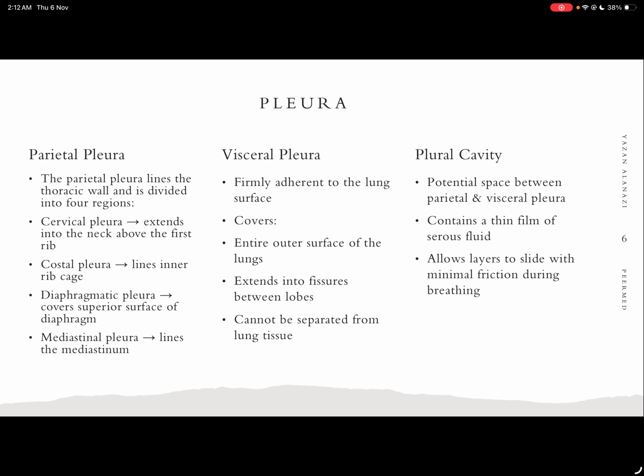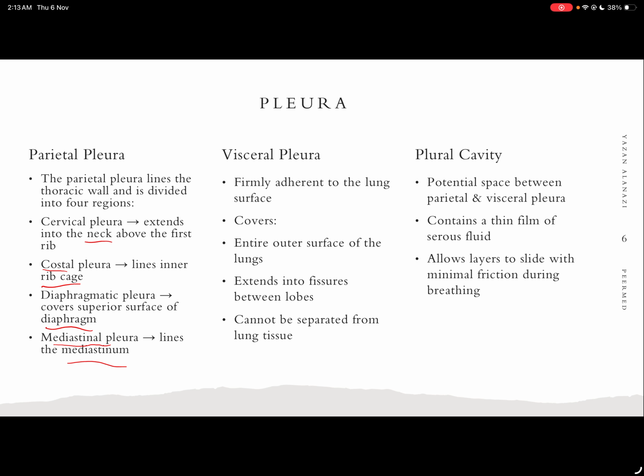When we say the parietal pleura, it lines the thoracic wall and divides into four regions: the cervical pleura, the costal pleura, the diaphragmatic pleura, and the mediastinal pleura. When I say cervical pleura, it extends into the neck, the cervical region. When I hear the word costal, I directly link it to the rib cage. Diaphragmatic, diaphragm. Mediastinal pleura, mediastinum. So by its name you can link it.